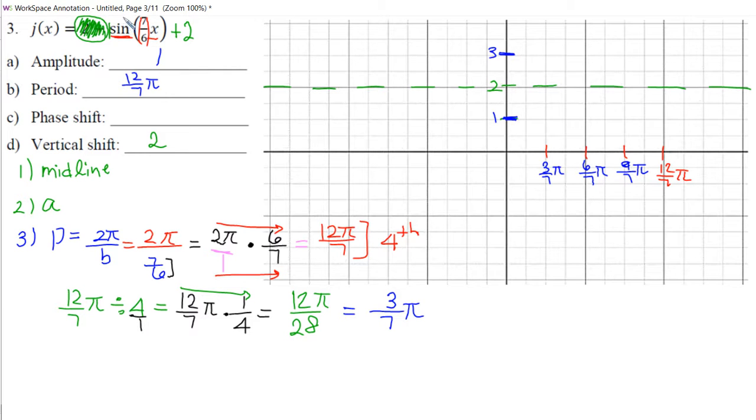Now phase shift is usually inside the parentheses with x. Since we don't have anything, we don't have phase shift. Now, all we have to do is graph this. Sine usually starts on the midline, so we'll start here. We didn't move left or right any, so it just starts here. Since it's a positive sine function, we're going to go up first, come down to the midline, down, and up again.